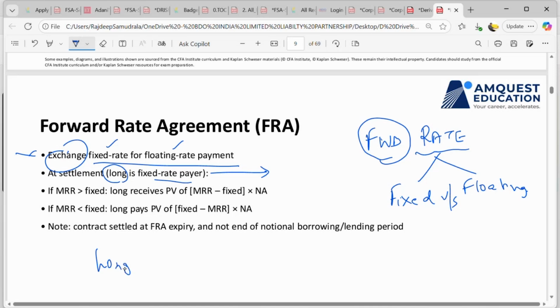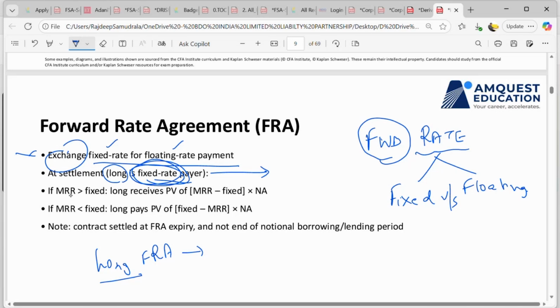You have to understand what it is, floating for fixed or fixed for floating. When I go for long FRA, long means I'm buying, right? They have to tell you in the sum, is the person a fixed rate payer or a floating rate payer? They will mention that to you. Please don't assume. So when I'm going long, remember, I am paying interest, right? What I agree for.